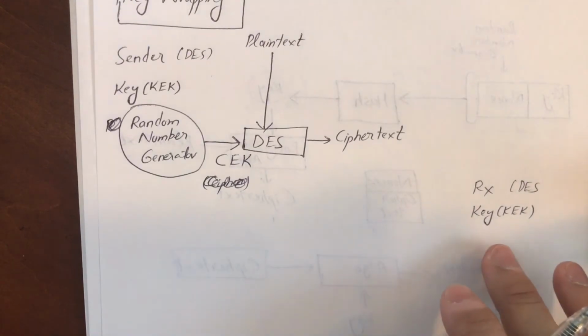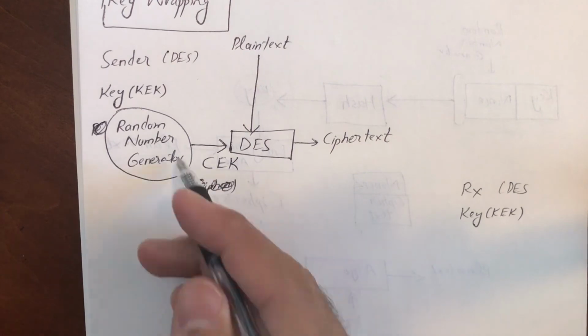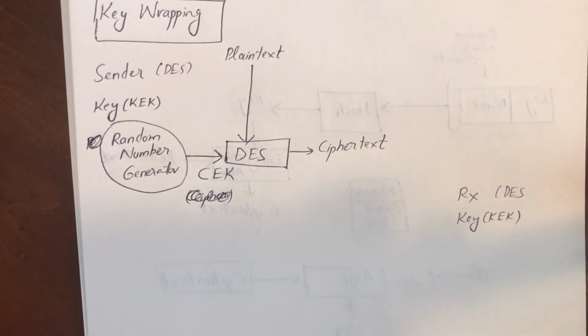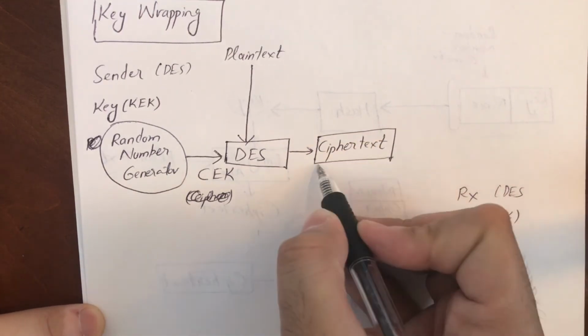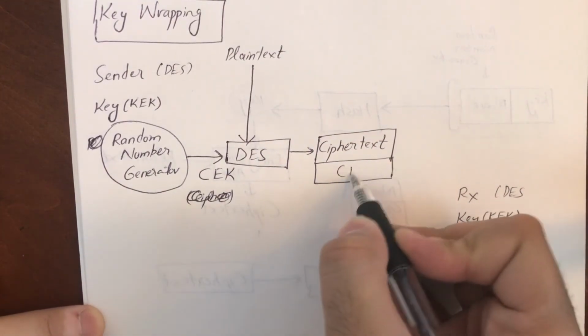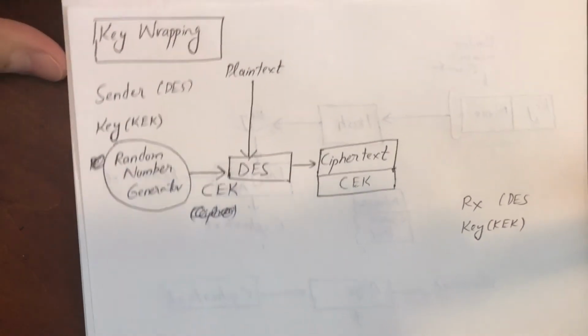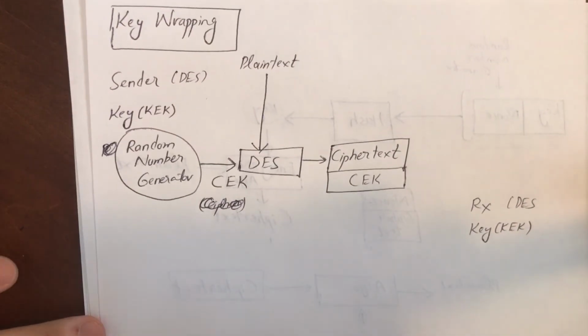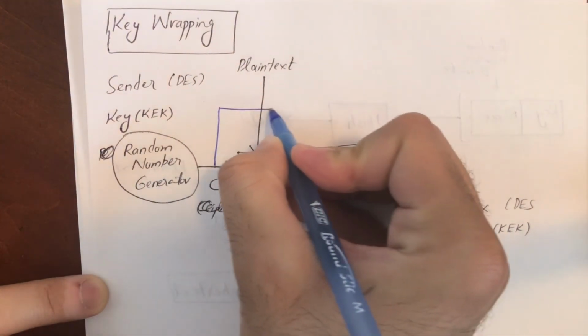Do you think the receiver can decrypt it? No. The receiver needs to know the CEK, the random number which the sender is using, in order to decrypt it. So if we add this CEK as it is to the ciphertext, what's going to happen? Sniffers can also get the CEK, and we don't want this. So we will encrypt this CEK once this random number is generated. We'll use the same DES algorithm on this CEK.